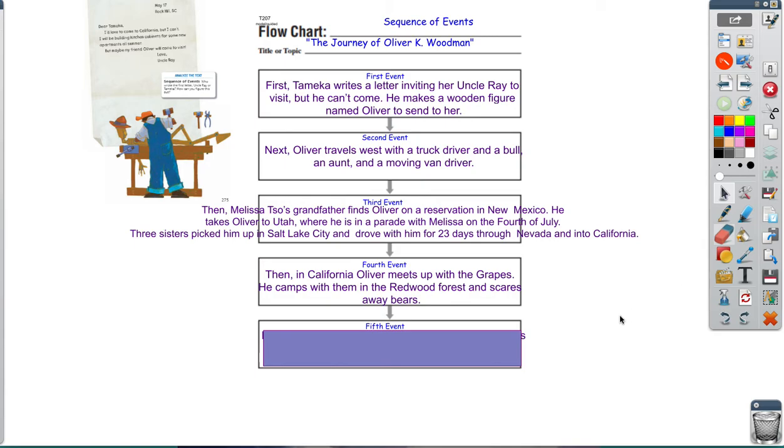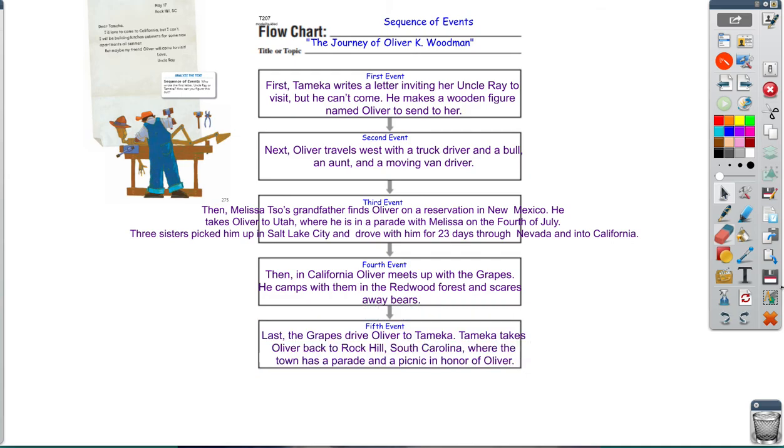And lastly, because the grapes are so grateful to Oliver for scaring away the bears, what happened in the end? Go ahead and reread to find out. So if you described that the grapes took Oliver all the way to Tamika, and Tamika takes Oliver back to Rock Hill, South Carolina on a plane, where they have a huge parade in honor of Oliver, you are correct.